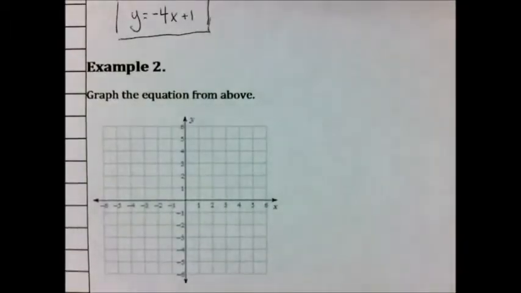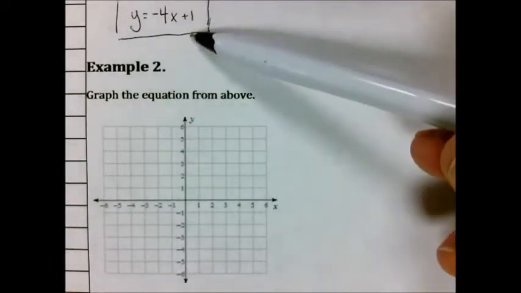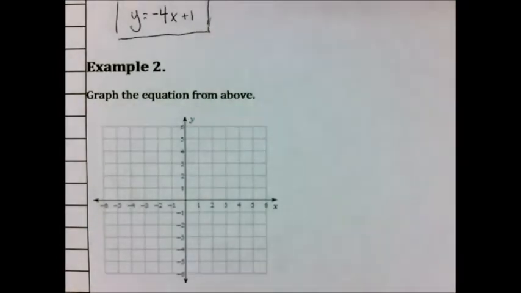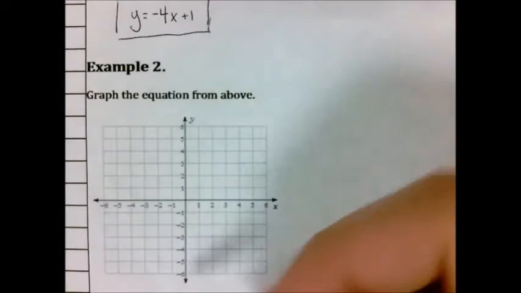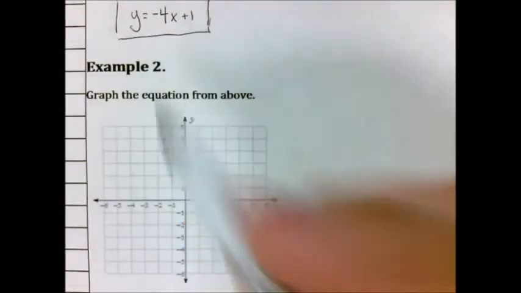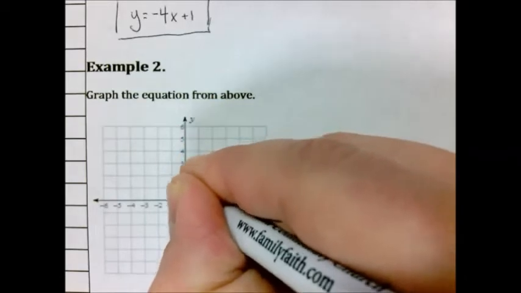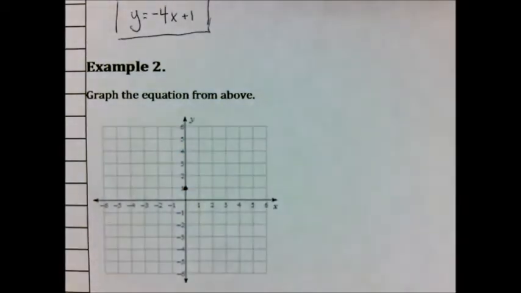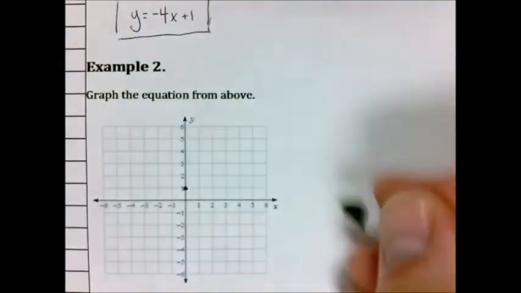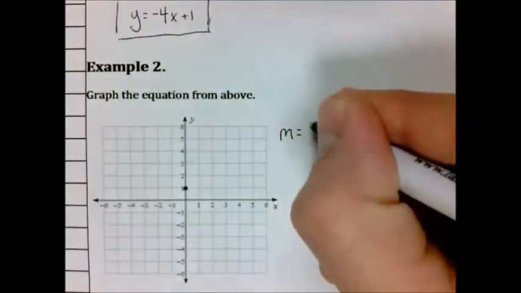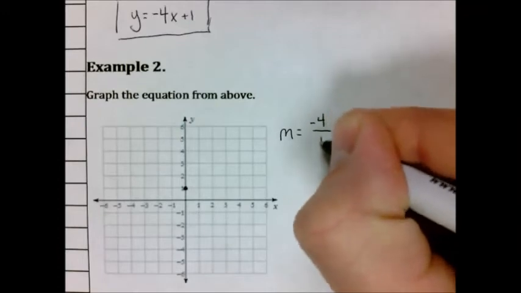Now the second part is to graph the equation from above, and I've left that equation up here. In order to graph an equation that is in slope-intercept form, the first thing you want to do is put a dot where that y-intercept is. Y-intercept is b, remember, so 1 is where it crosses the y. So we're going to put a dot there at 1. And our slope is -4 over 1. This is technically our slope, we could write as -4 over 1.